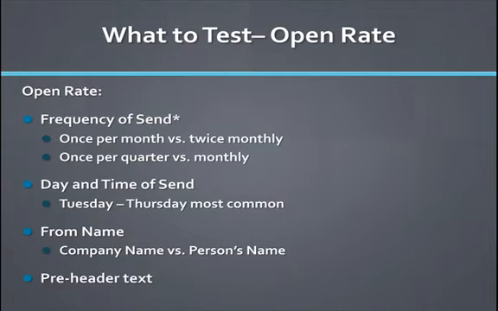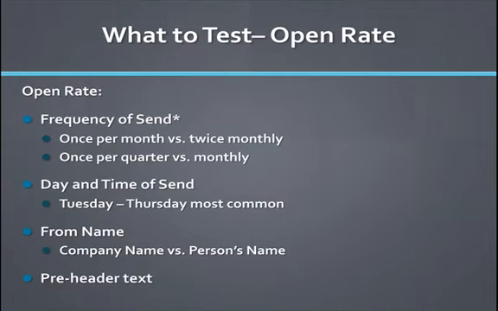You can also test your from label. Generally, we recommend the company name because that is what your recipients will usually recognize more than they would recognize a person's name. And that's usually who they've signed up with. They've signed up with your company, not necessarily a person. And the company name is probably most recognizable. And since this will impact your open rate, again, this is something you can test and see which one works better for you.